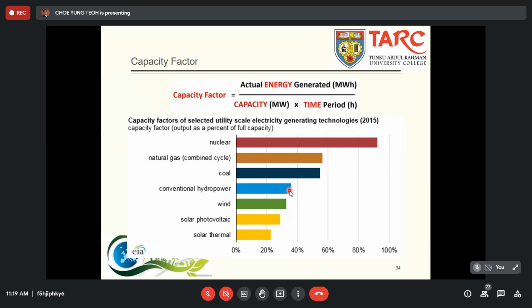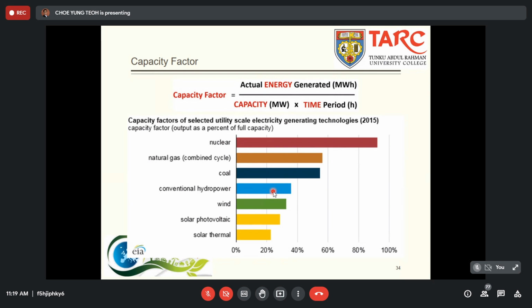Try to imagine if you have a dam which is equipped with six hydro turbines. Do you think you're able to run the six turbines at the maximum output all the time? No, definitely impossible. If you run at maximum output all the time, I think a few days later there's no more water in your dam. So you need to consider how much rainfall and how many hours you can run the power plant at full speed.